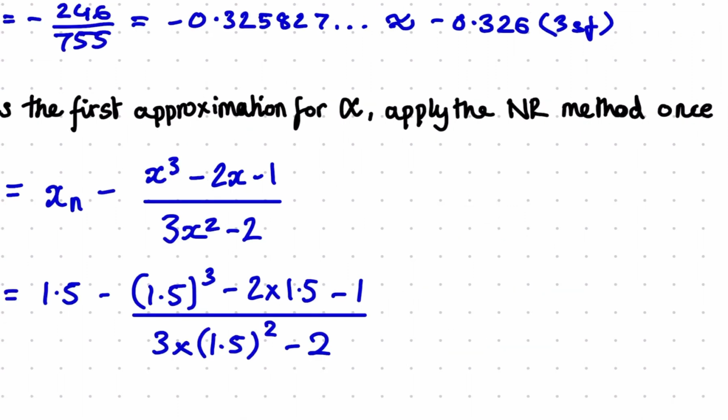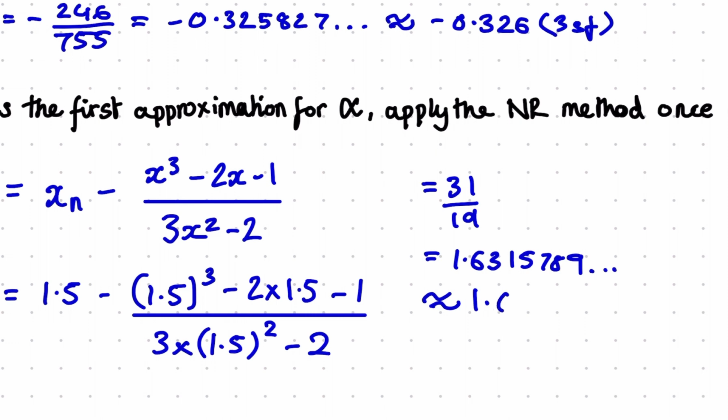And that gives us an answer of 31 over 19. As a decimal, that's 1.631579, which is roughly equal to 1.63 to 3 significant figures.